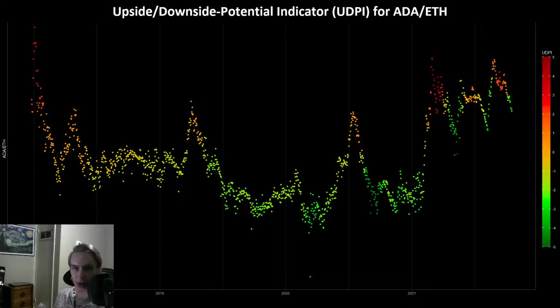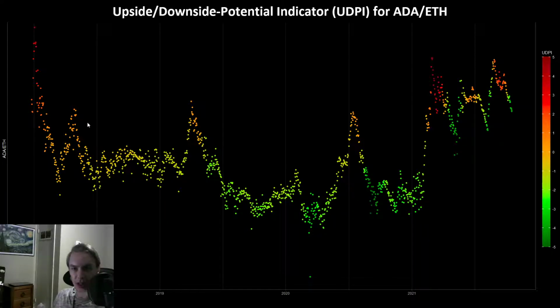And you can ask the question, is right now a good time to be buying ADA, or would it actually be better for me to be buying Ethereum? Is Ethereum likely to be able to put in more upside potential relative to ADA than ADA is able to put in upside relative to Ethereum? And so what we have on this graph here is the ADA to Ethereum valuation across time. So basically how much Ethereum is an ADA worth at a given point in time.